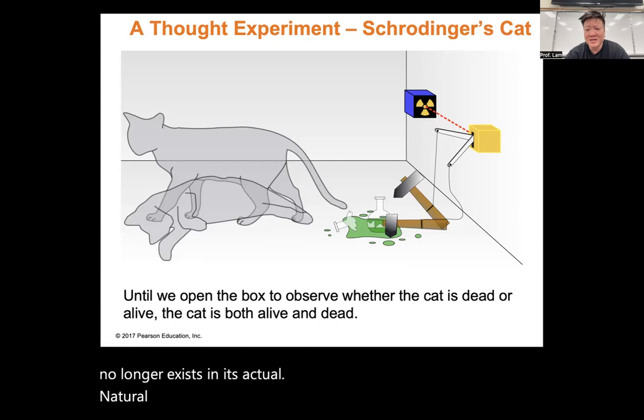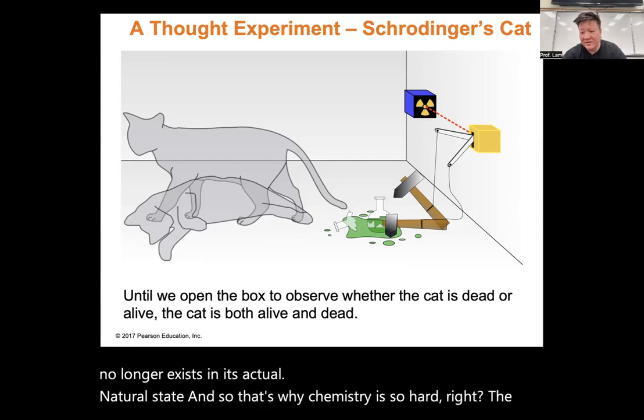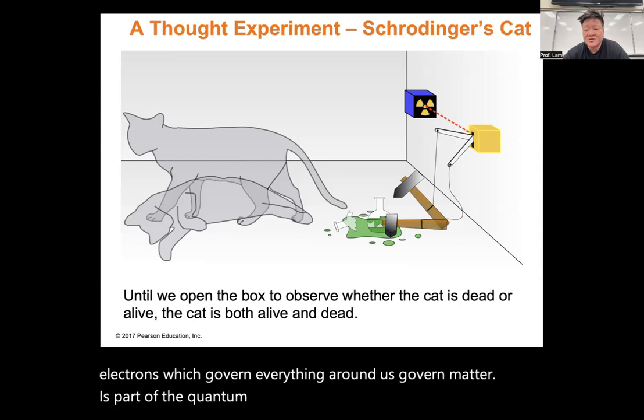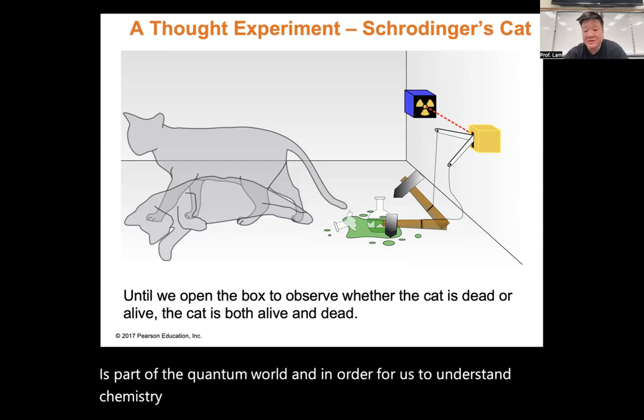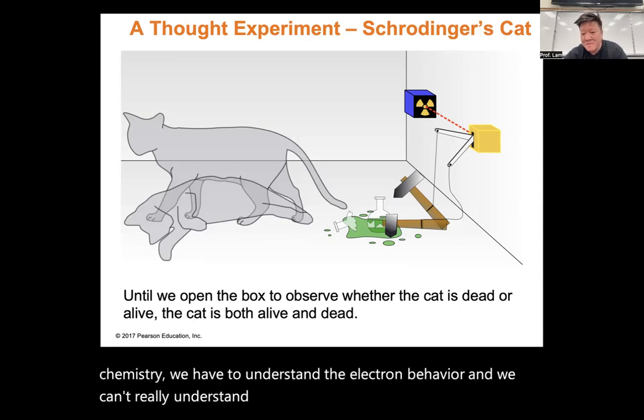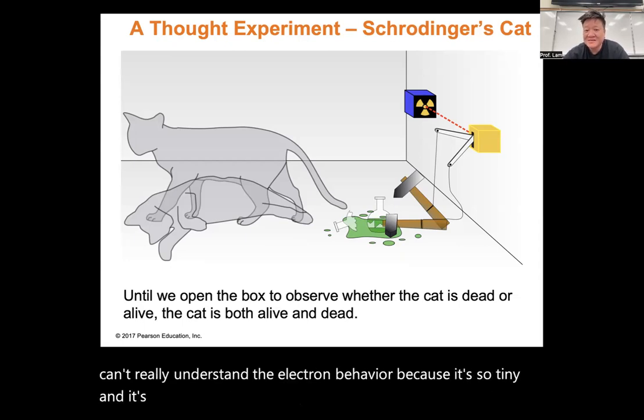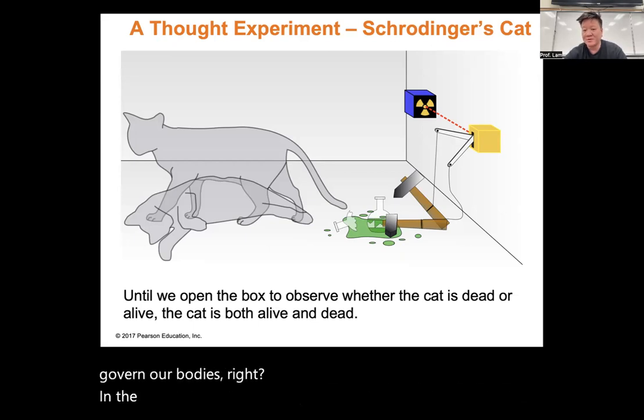And so that's why chemistry is so hard, right? The electrons, which govern everything around us, govern matter, is part of the quantum world. And in order for us to understand chemistry, we have to understand the electron behavior. And we can't really understand the electron behavior because it's so tiny and its physics is very different than the physics that govern our bodies, right? In the macroscopic world.